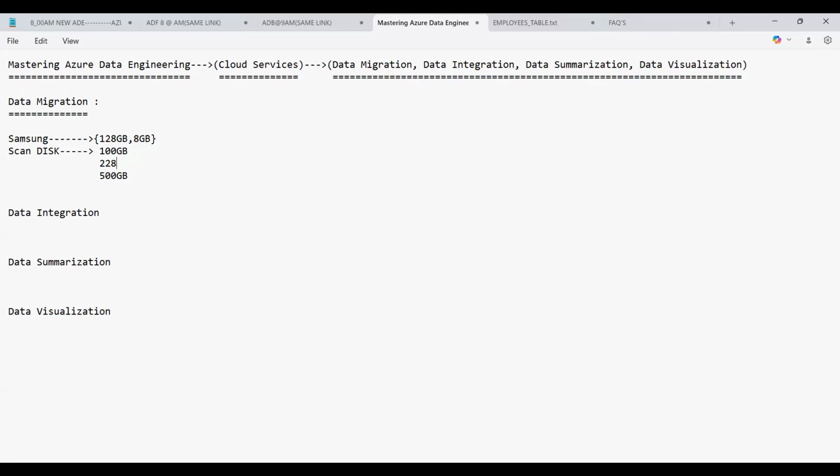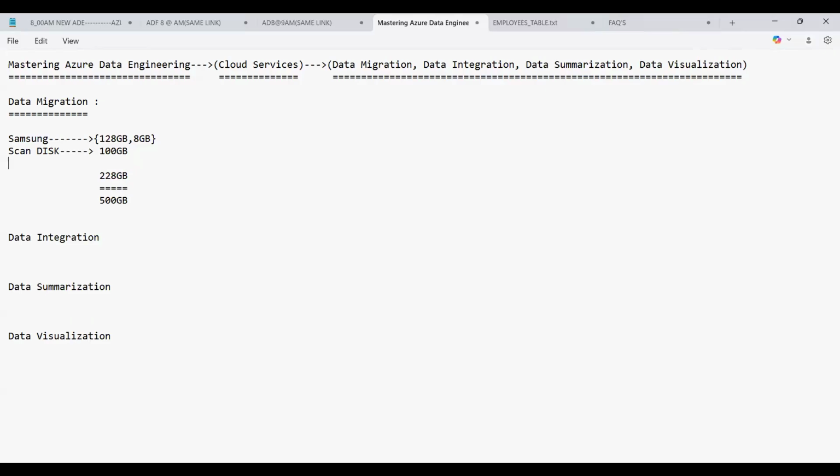228 GB. But can you still store 500 GB of data? No. You can store up to 228 GB only. When you have to store 500 GB of data in your mobile phone, there is no other alternative for us. So what do we do? You have to change your mobile phone.